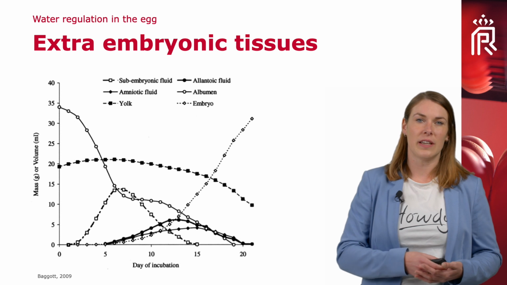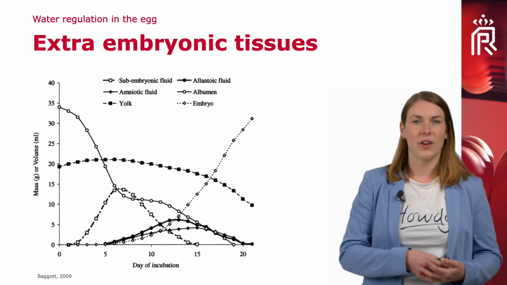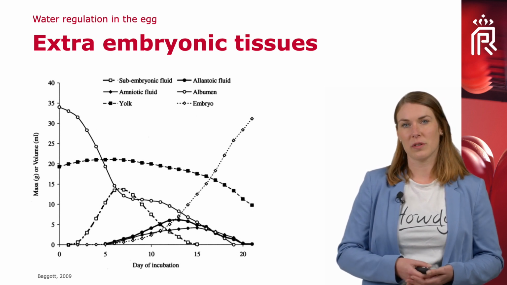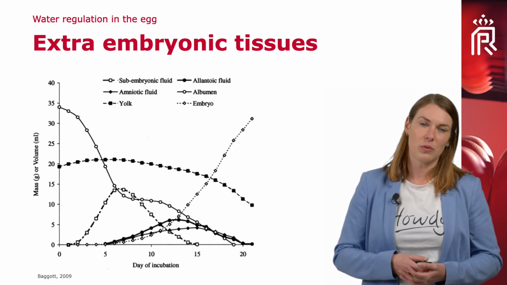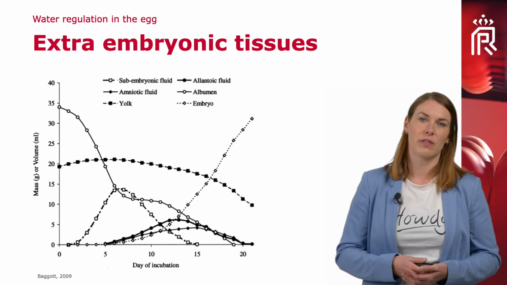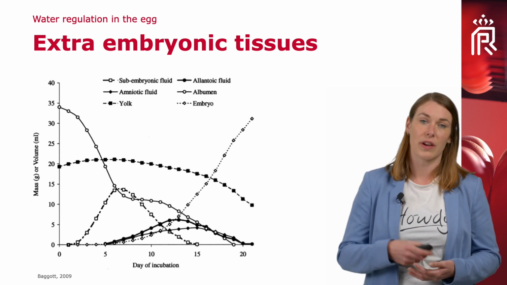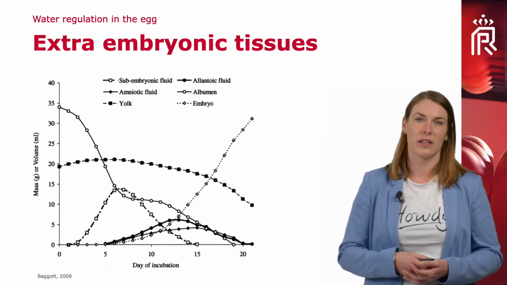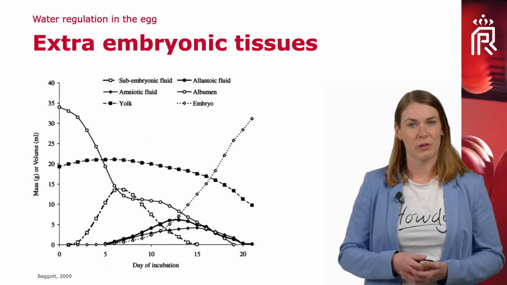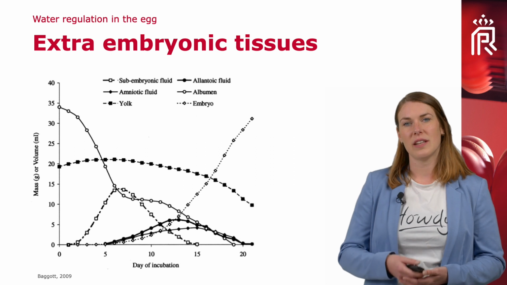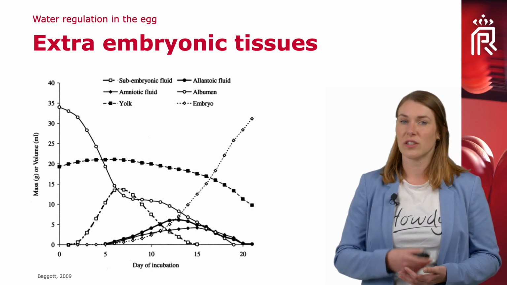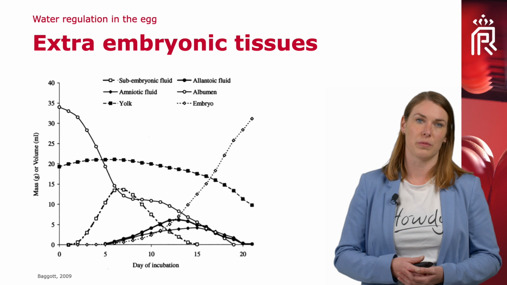So similarly as the graph before, there are changes in the fluid compartment within the egg. If we look closely, we can actually see that the subembryonic fluid starts to increase very rapidly in the first few days, but then decreases very rapidly too. And while it's decreasing, we see that the amnion and the allantois are starting to increase in volume.